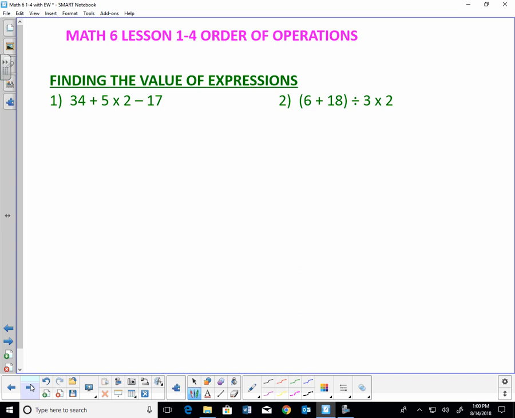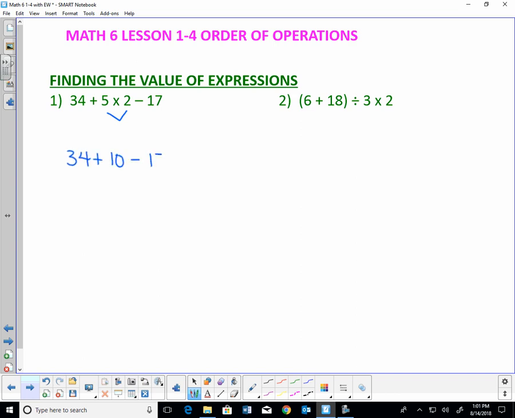So let's take a look at this problem. 34 plus 5 times 2 minus 17. If we follow the order of operations, there are no parentheses. There are no exponents. So please is done, excuse is done. Multiplication and division. So we're going to go through the problem and do any multiplication or division, whichever one comes first. As I go along, I see that 5 times 2 is my only multiplication, so I'm going to do 34 plus 5 times 2 is 10 minus 17.